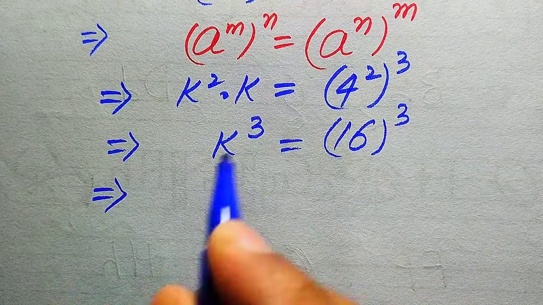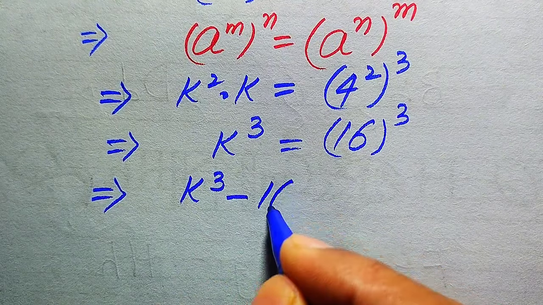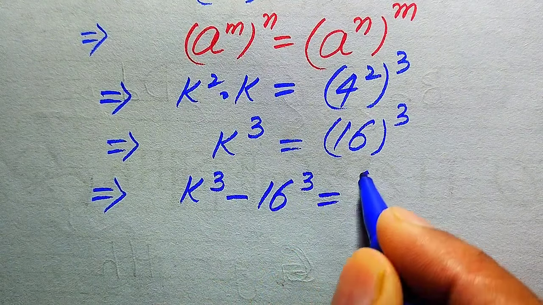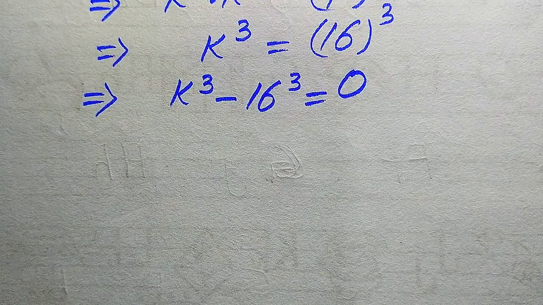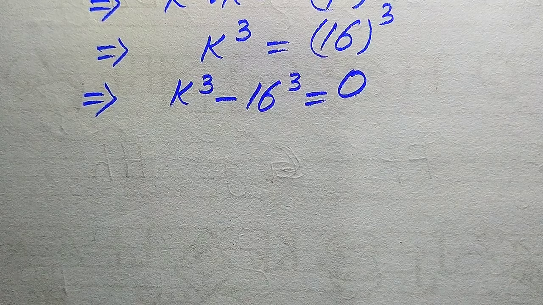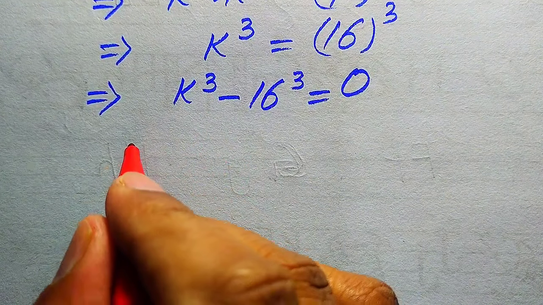And now we move the 16 cubed from the right hand side to the left hand side, and it becomes k cubed minus 16 cubed, and this whole equation is equal to 0. And now you see here this equation is a cubic equation. So here we use the nice cubic formula.